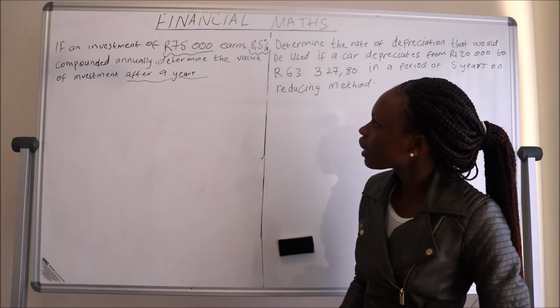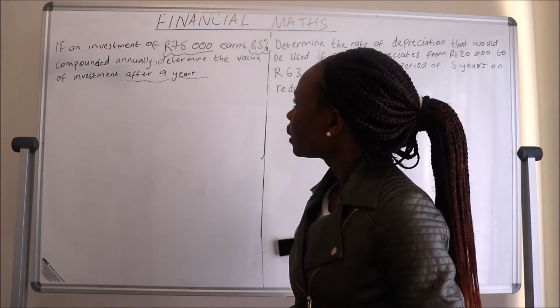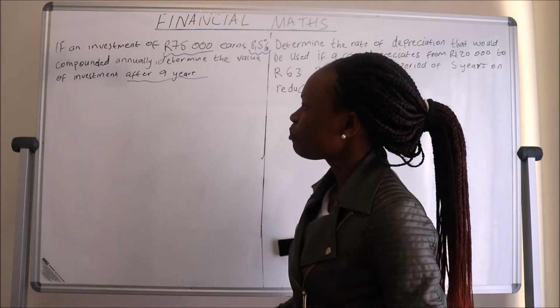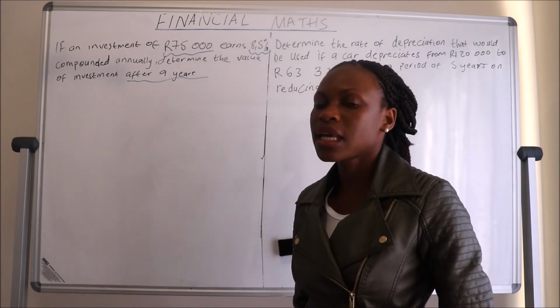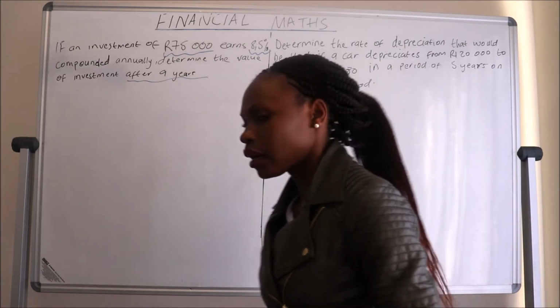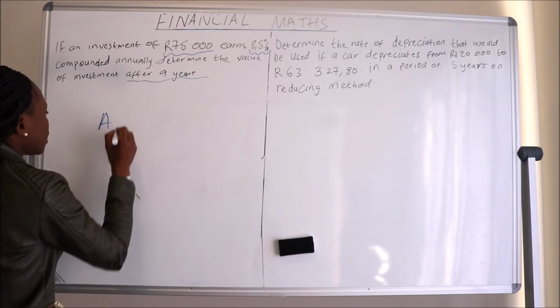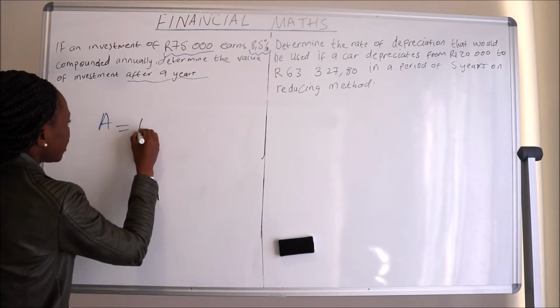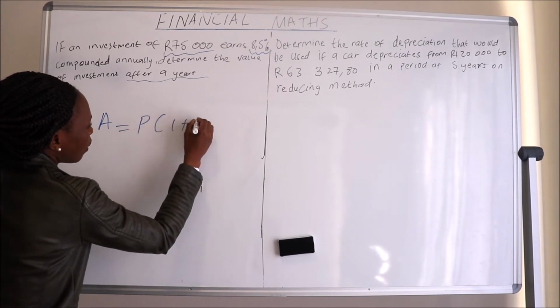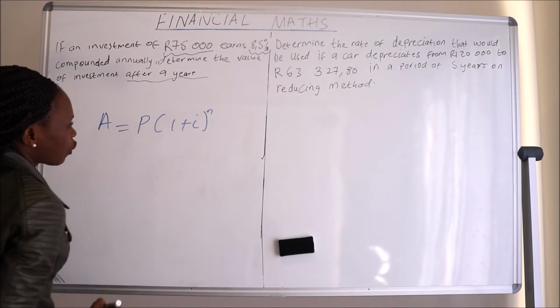Here we are told that this investment is earning 8.5% compounded annually. That means it's actually increasing in value with time. So here we're going to use the equation of compound growth, which is A equals P into 1 plus I to the exponent of N.